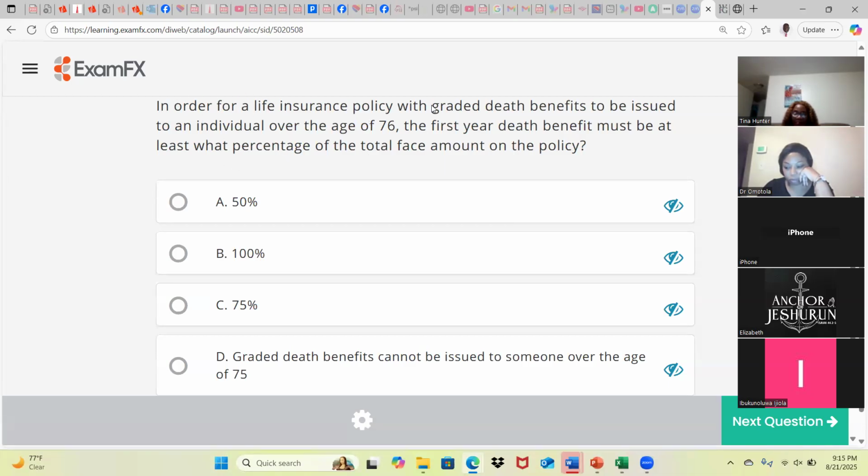It says, in order for a life insurance policy with graded death benefits to be issued to an individual over the age of 75, the first year death benefit must be at least what percentage of the total face amount of the policy? Now, like I said, this question is too complicated for somebody who has not been writing policies. But let's just see what the answer is, and then we'll cram it for the exam. It's still 100% of that 1.5 million, isn't it?